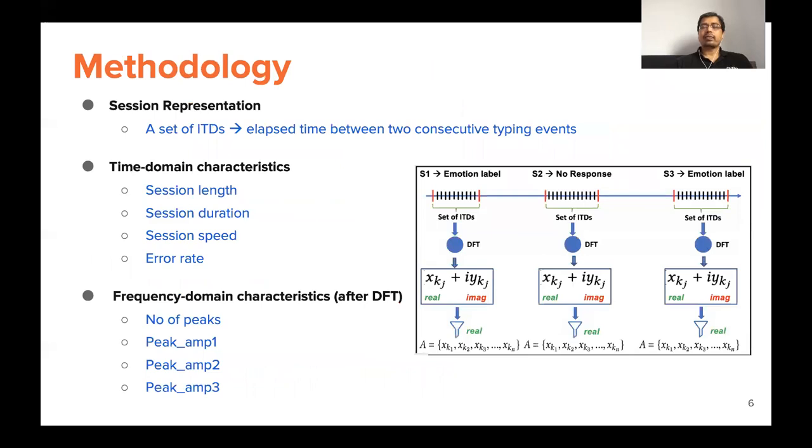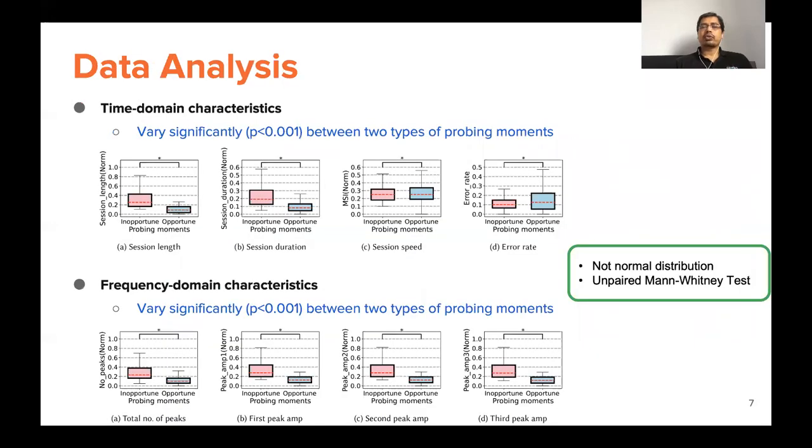Now, with this data, we have represented every session as a set of ITDs. A set of ITDs indicates the time intervals between two consecutive typing events. After we represent every session as a set of ITDs, we extract a set of time domain characteristics like session length, session duration, etc. And we apply DFT, or discrete Fourier transform, to convert the ITDs into the frequency domain. From there, we extracted 4 features: number of peaks and 3 peak amplitudes, peak amplitude 1, 2, and 3. And then we compare whether there is any difference between these time domain parameters and frequency domain parameters for inopportune and opportune moments.